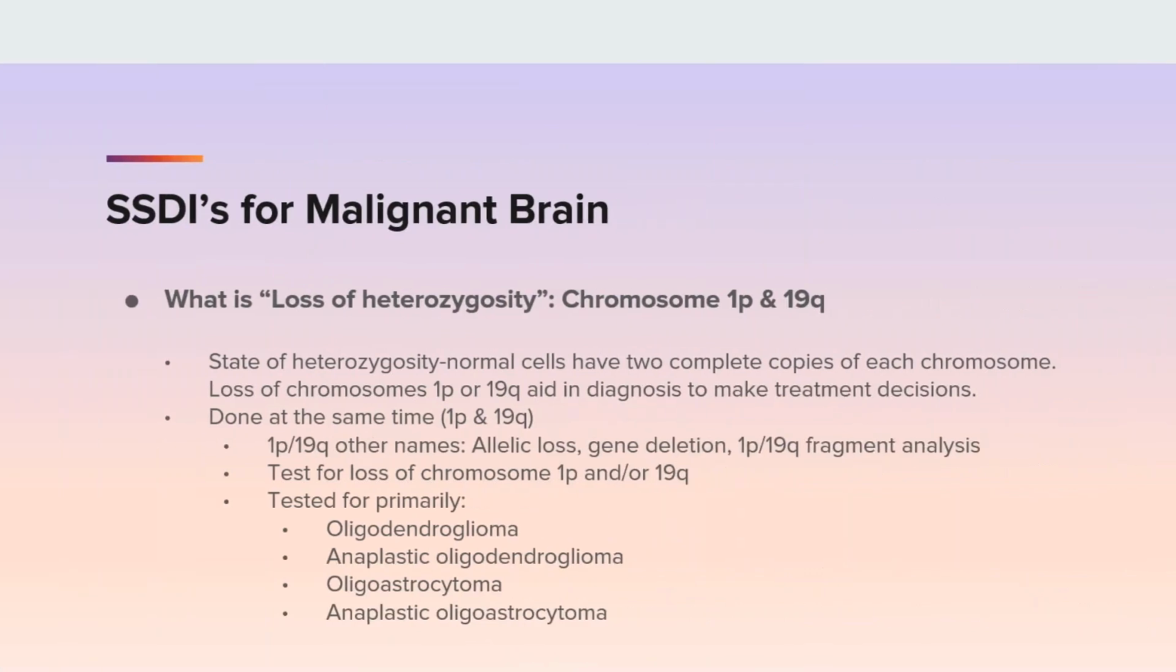Next, we have the loss of heterozygosity for chromosome 1p and 19q. Normal cells have complete copies of each chromosome. The loss of chromosomes 1p and 19q aids in diagnosis and in making treatment decisions. They are usually done at the same time. They are separate SSDIs.